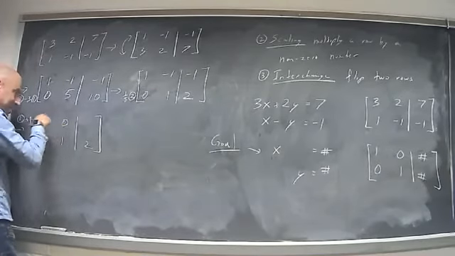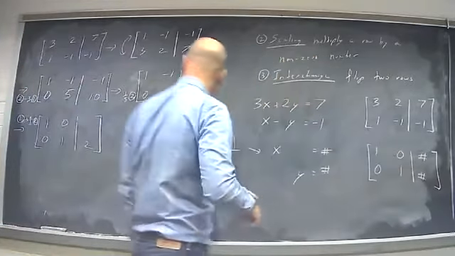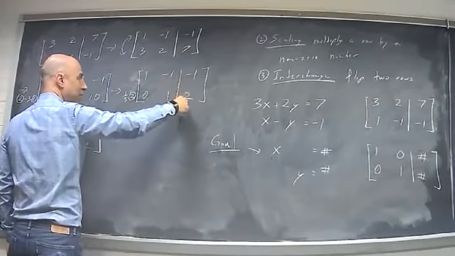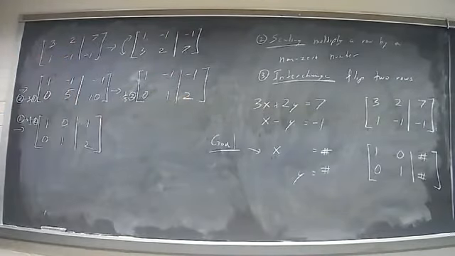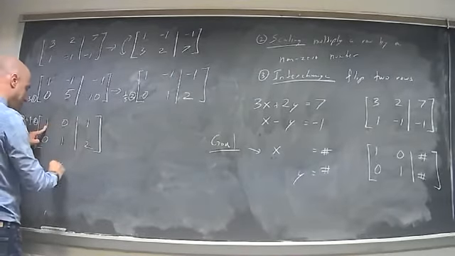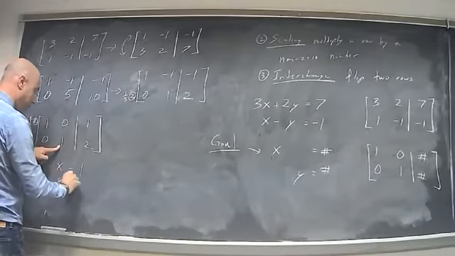And notice the left-hand side looks exactly like what I want. X equals a number, Y equals a number. And -1 plus 1 times 2 is 1. So this just says 1 times X equals 1. So X equals 1. And this says 1 times Y equals 2. So this says Y equals 2.